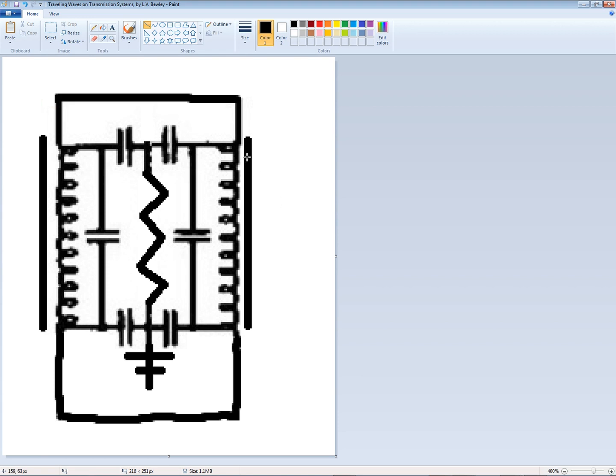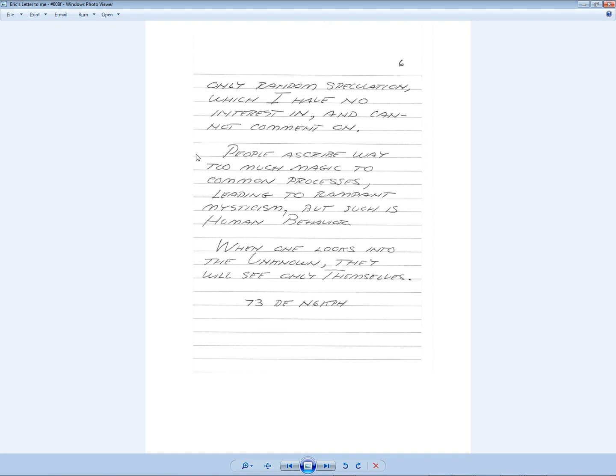So now, imagine if you will, a shared core. It's one and the same core. And this is one coil, and this is the other coil of a transformer. And so when we go to, whoops.